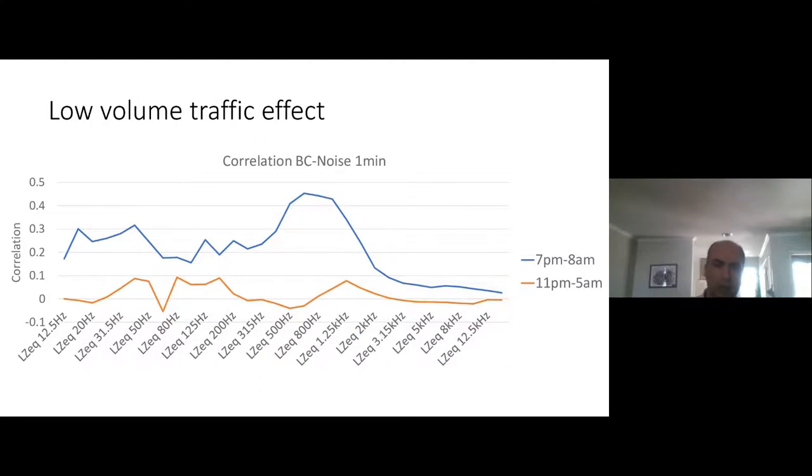Now let's look at the effect of low volume of traffic. The orange line is the correlation between black carbon and frequency during the night, which shows that black carbon in the situation of low traffic volume cannot correlate very well with noise frequency.